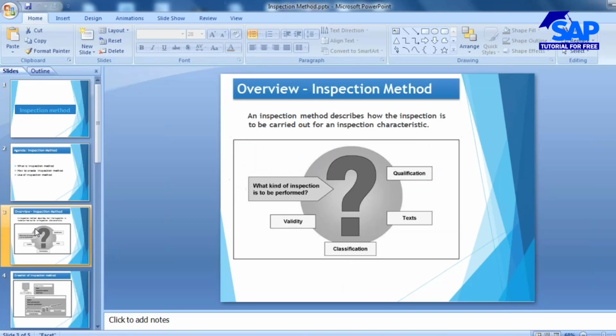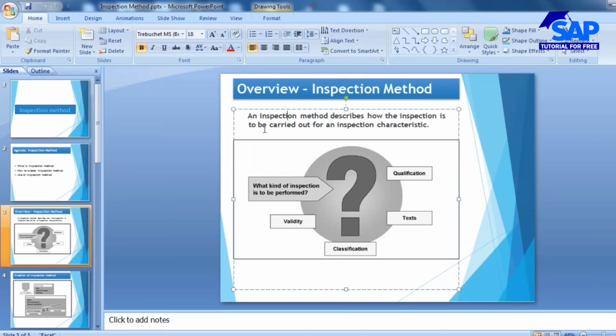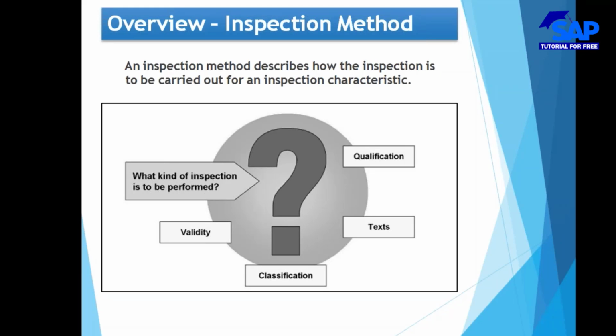So what is inspection method? The inspection method tells you how an inspection has to be carried out for a particular characteristic. Basically, it gives the procedure of inspection. You know what characteristics you are going to inspect; how you are going to inspect is what is described in the inspection method. Here you will be maintaining all the required text and validity in the inspection method.